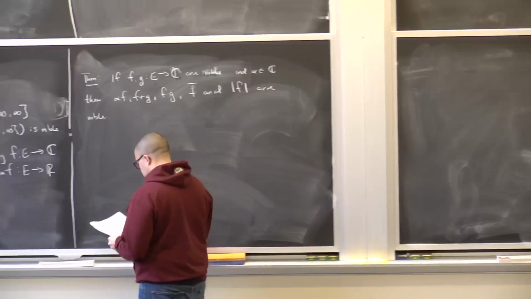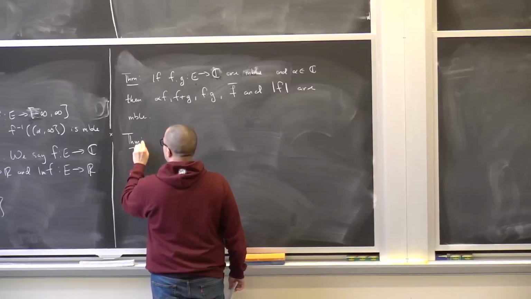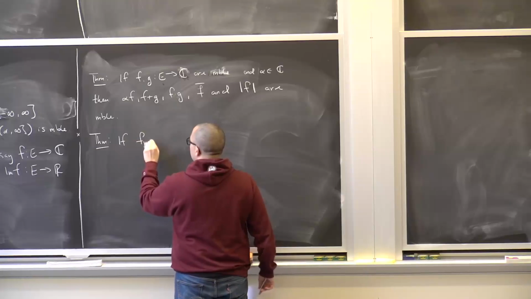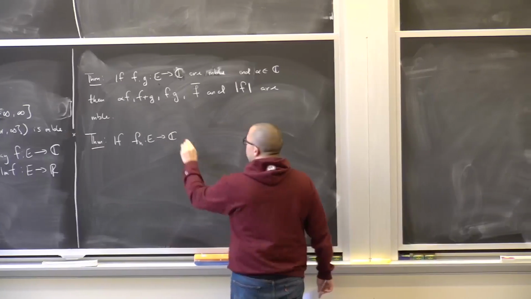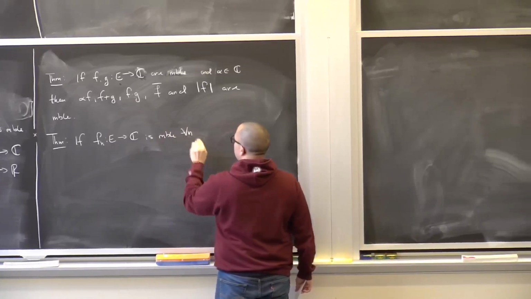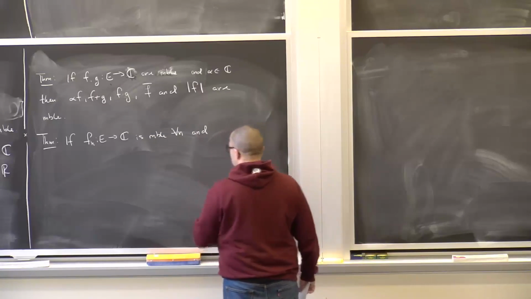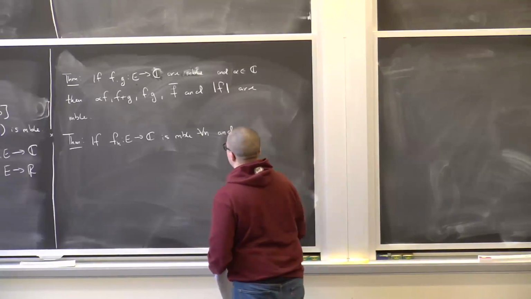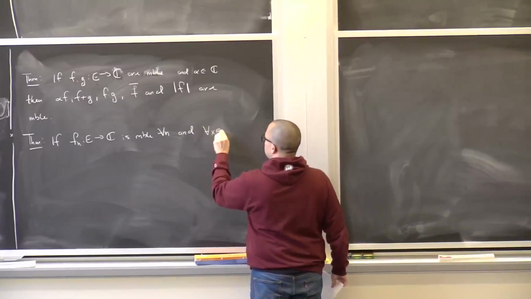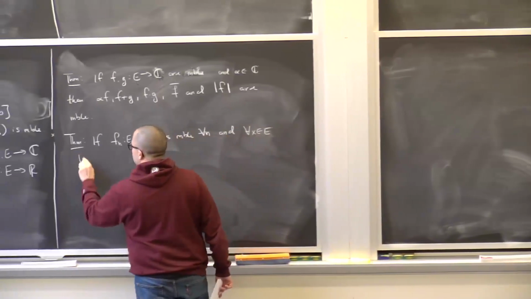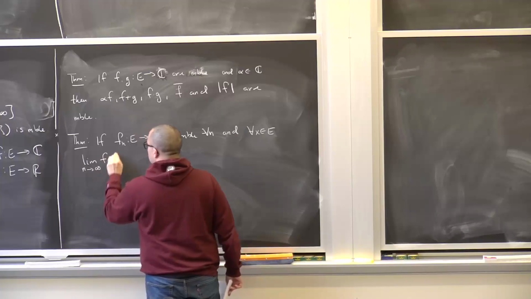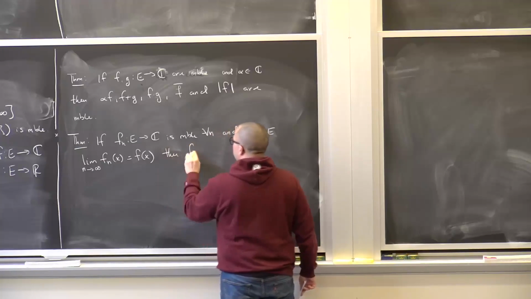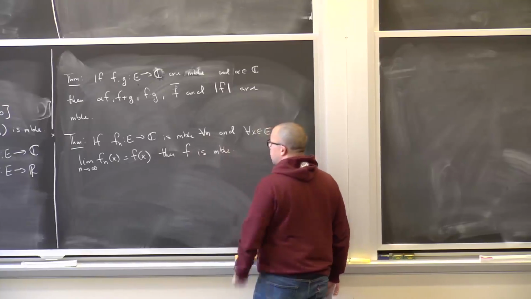Okay, and then we have the following theorem. If f_n from E to C is measurable for all n, and these functions converge pointwise to a function f, then the limiting function is measurable. Okay?